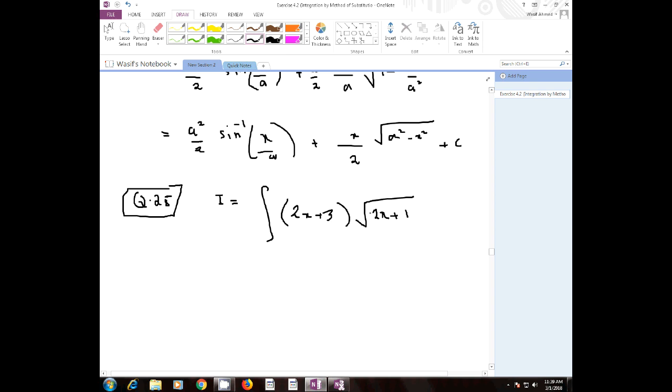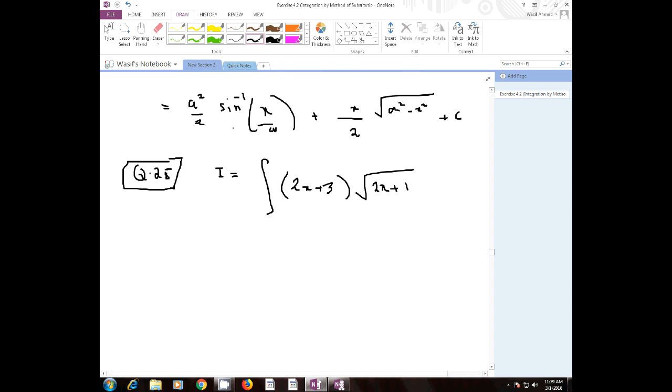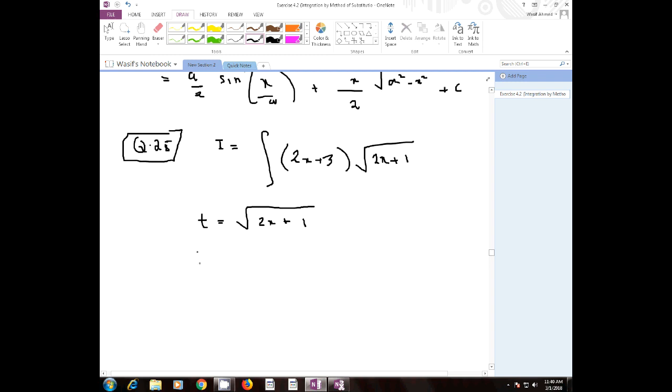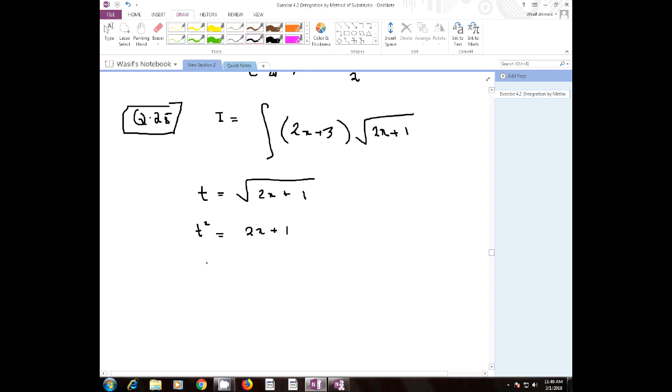We will further deal with such questions in the exercise 4.5. However, I will give you a hint on how we solve such sort of questions. The term that is given in the square root has to be put equal to t. That is, we have to put t equal to square root 2x plus 1. You have to square it. By squaring you get 2x plus 1 on the right hand side and t square on the left hand side. Therefore the value of x from here is t square minus 1 divided by 2.